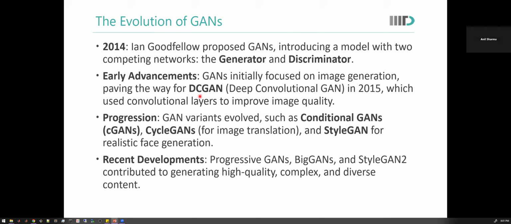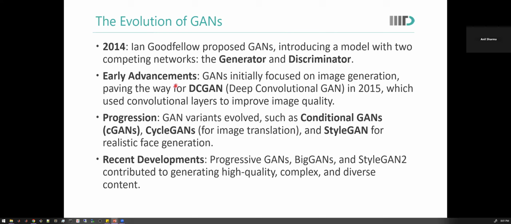In the early advancements, the original GAN initially focused on image generation, and after the initial advancements, researchers proposed DCGAN, which used deep convolutional GANs. It was proposed in 2015. That showed that it can generate very good image quality, and that revolutionized the field, and people started adopting GANs in many applications.